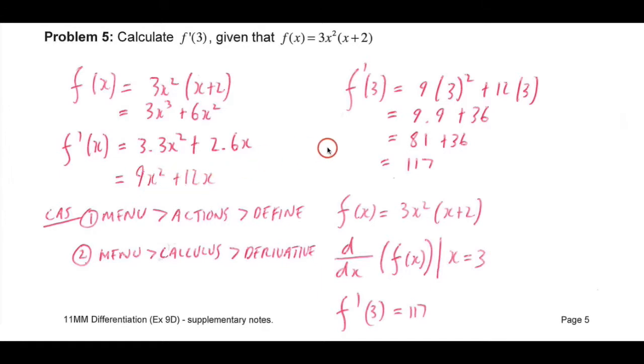I need to evaluate f prime of 3. So all I need to do now is substitute 3 into this derivative function. So substituting 3 into this derivative function ends up producing 177, and you can see the workings there. There's nothing too alarming about what we need to do. We can easily do this on our CAS calculator as well.